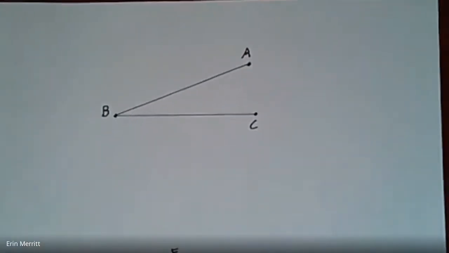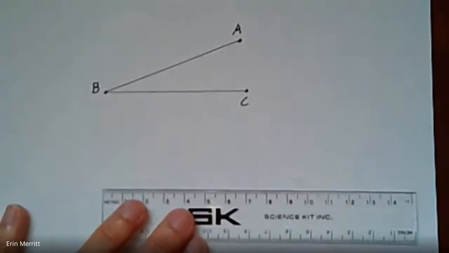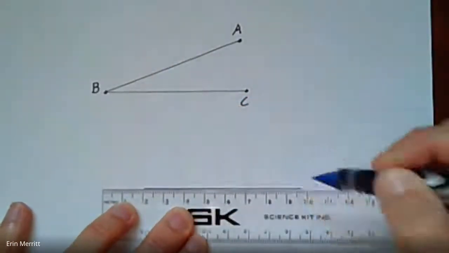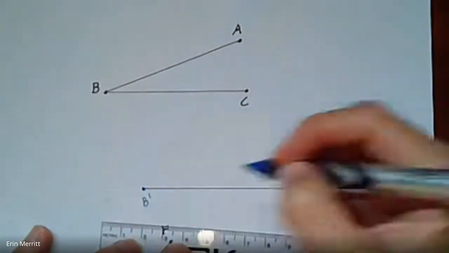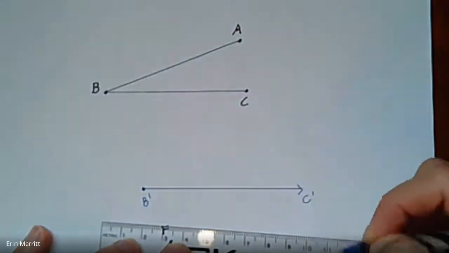So same idea, give yourself a ray to work with. I'm going to label one end B prime, and I'm going to label this end C prime.